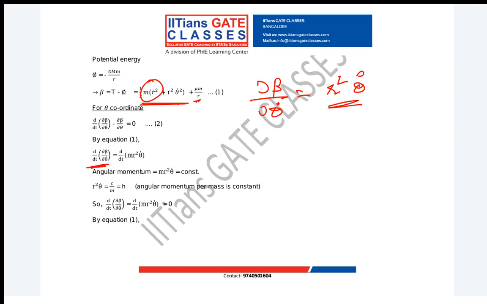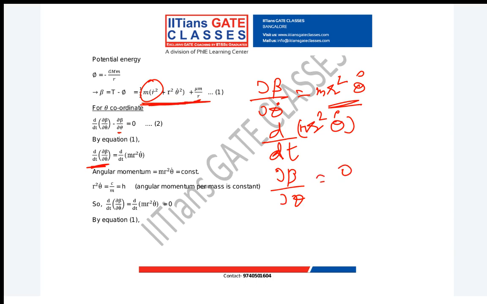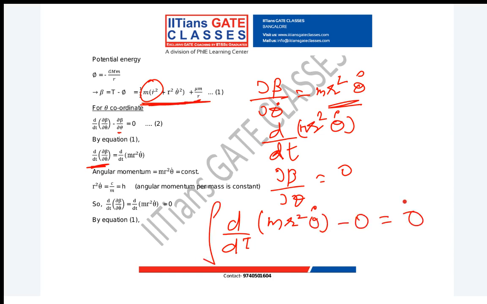This is correct. Now we know what this d by dt is: d by dt of r square theta dot. Now, if you take the second term, with m multiplied, what is the second term? Dou beta by dou theta. If you differentiate this, there is no theta term, so you'll get zero. So in actuality, it is d by dt of m r square theta dot minus zero equal to zero. Now if you integrate this, what do we find?